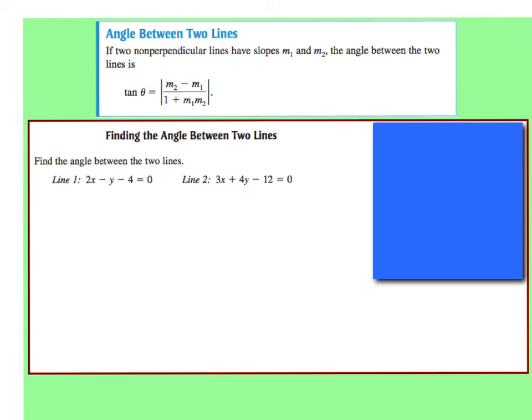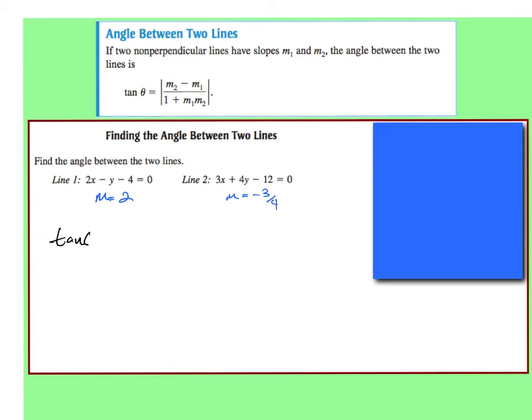So here we go. What's my slope of this first one? 2. My slope is 2. What's the slope of this one? Negative 3/4. If you don't get that right, it's not going to be right. So now I'm just going to use my little formula.